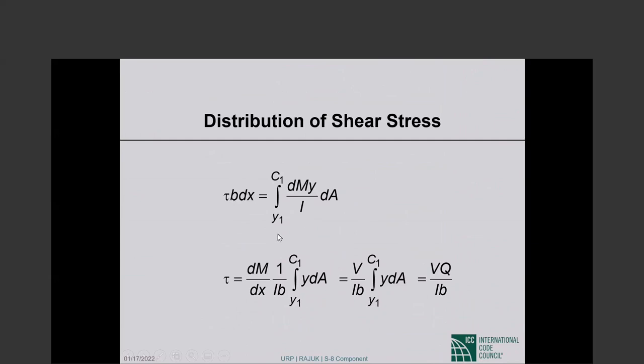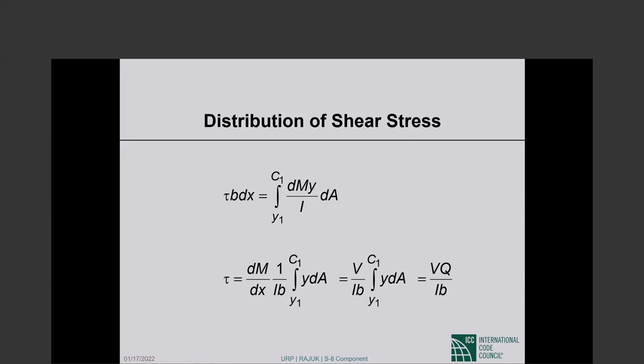That tells you that tau is dM over dx, times 1 over Ib. I is here, b comes from the other side, and then the integral from y1 to c1 of y dA. We have taken dM out, since dM does not vary with height. So tau is dM over dx, 1 over Ib times this integral. dM over dx is actually the shear. Shear is the first differential of the moment. This again is basic strength of materials.